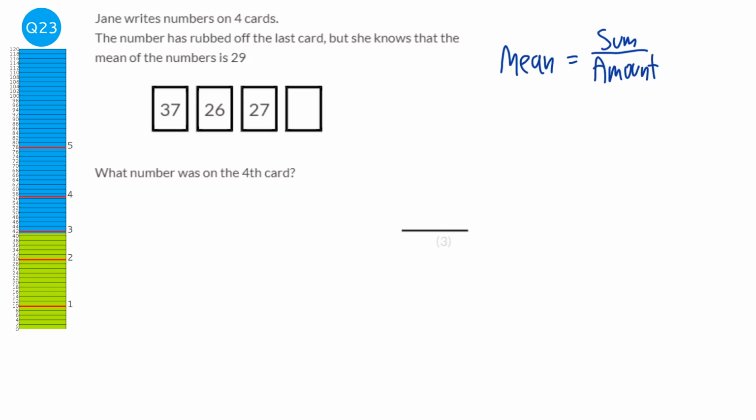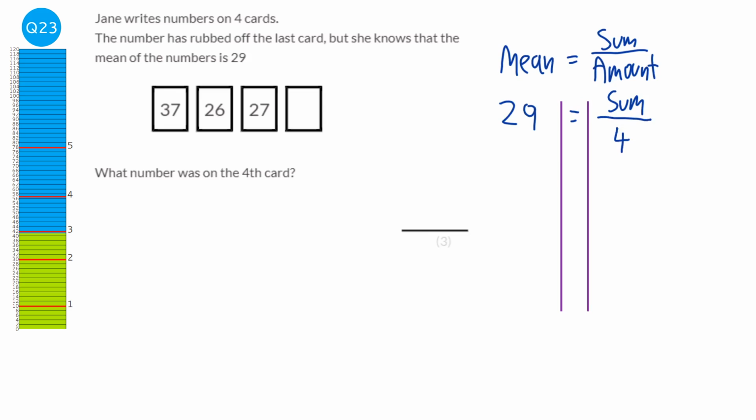So we know that the mean is the sum of numbers over the amount. But in this question, we're actually given what the mean is. We're given that that is 29. We're also given the fact that there are 4 cards, so we're given the amount. So what we can do is just get our lines in and solve this. So what we're going to do is just times both sides by 4. So we're going to do 29 times 4, which is 116.